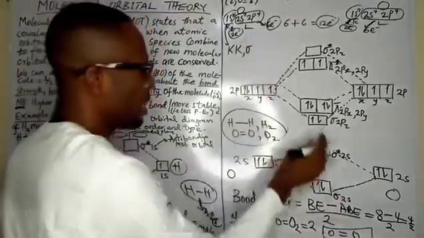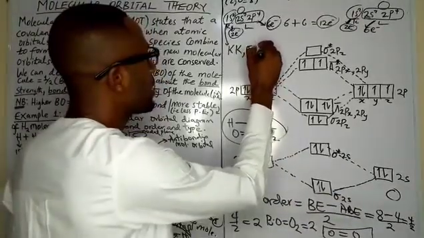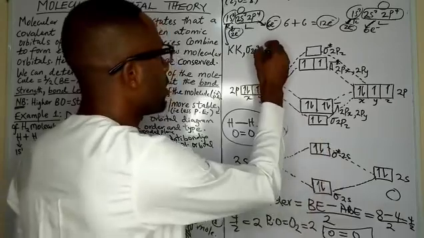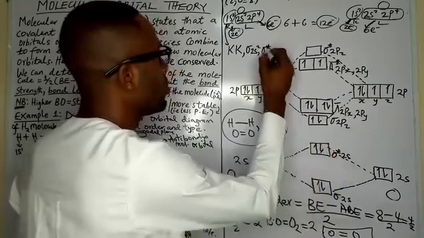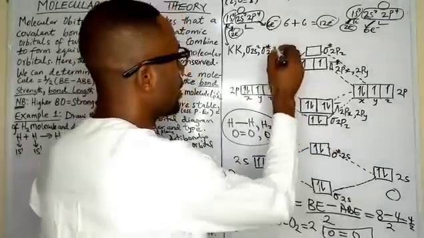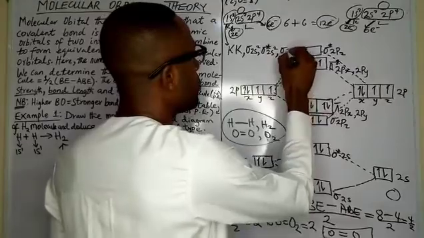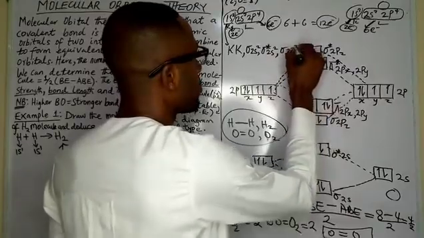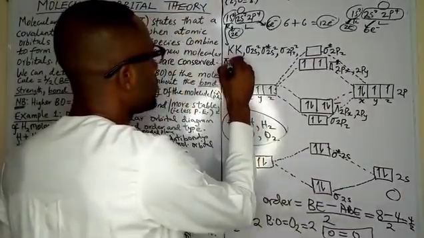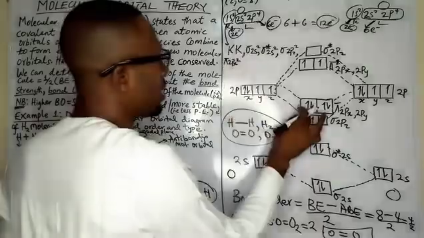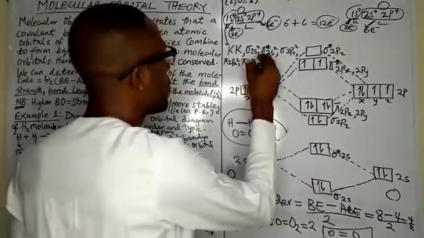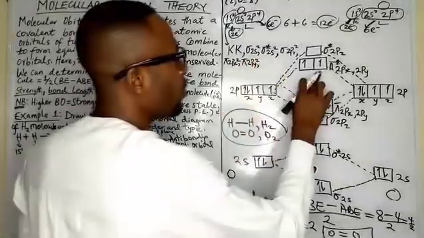So here you have your sigma 2s, which contains 2 electrons, nice. Next one, you move up, you have your sigma star 2s, which contains 2 electrons as well, nice. You move here, you have your sigma 2pz, which contains how many electrons? 2, nice. Again, you move up, you see that your pi 2px contains how many electrons? 2 electrons. And your pi 2py also contains how many electrons? 2 electrons.